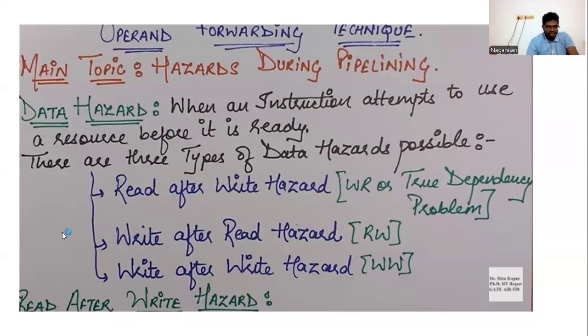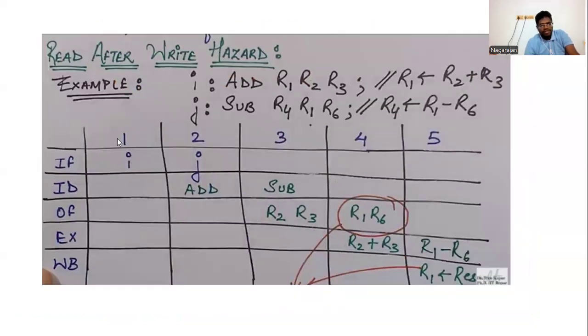Let's see an example for read after write hazard. Let's assume there are two instructions, one called I and another called J. Instruction I is add R1, R2, R3, followed by instruction J, which is sub R4, R1, R6. What is the meaning of this? Add the content of R2 plus the content of R3 and store the result in R1. The next instruction subtracts the content of R6 from R1 and saves the result in R4.